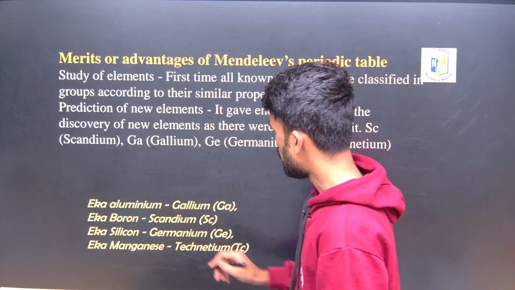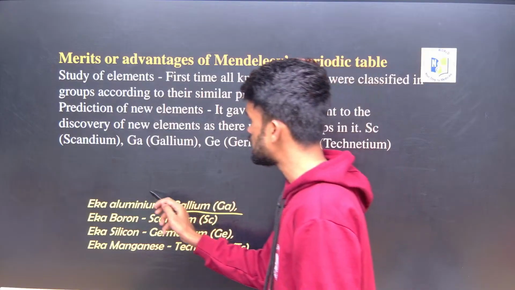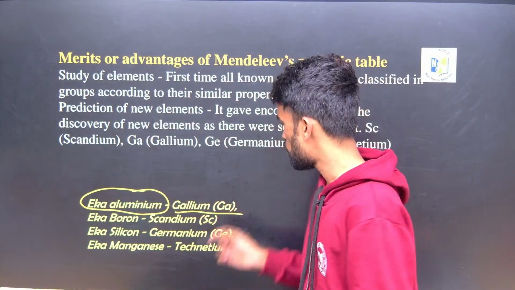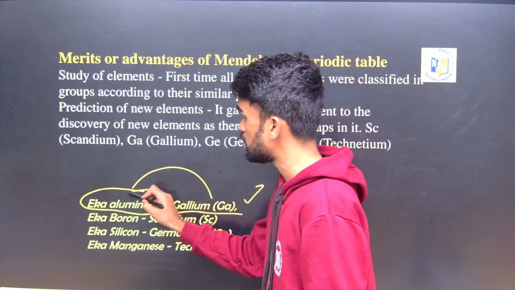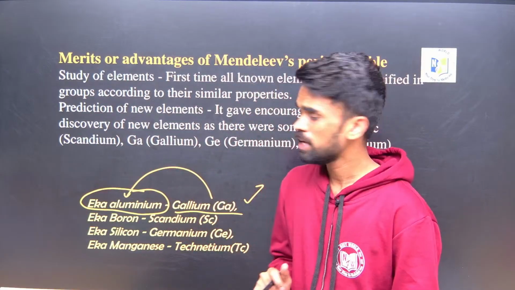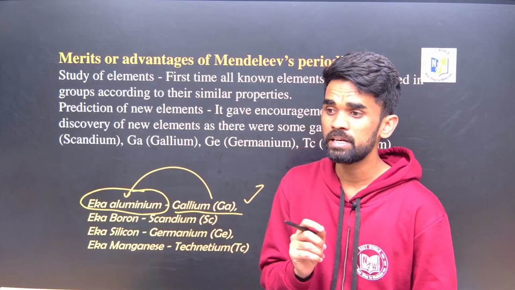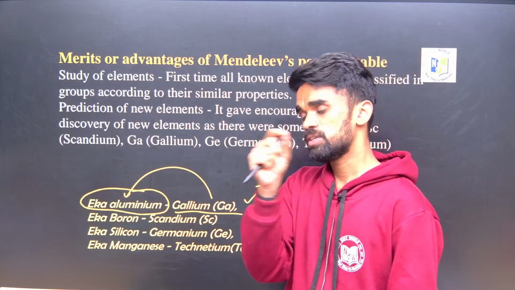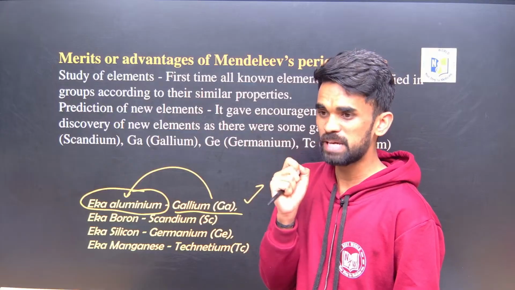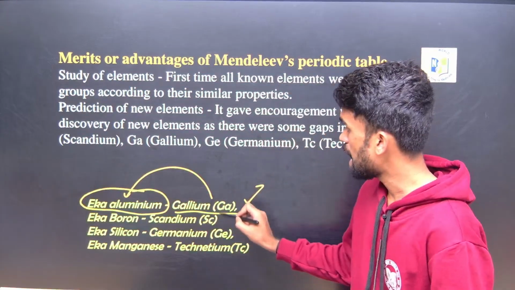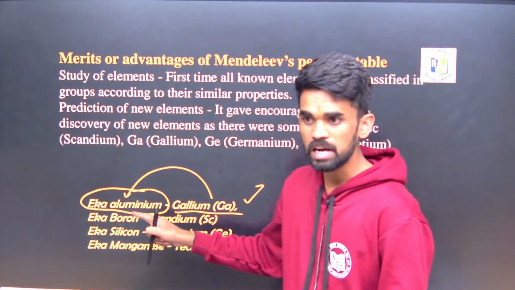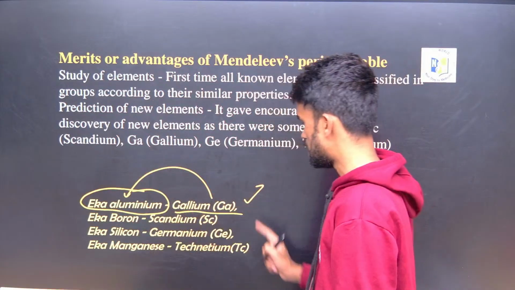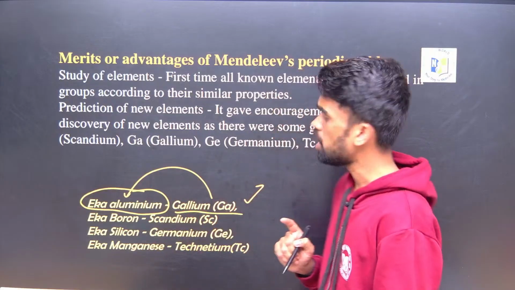For example, for gallium, he has provided the space by naming it Eka-aluminium. Later on, gallium was discovered, and it was placed in the gap provided for Eka-aluminium. So the main advantage is that he provided space in his periodic table for unknown elements which were discovered later and fit perfectly into that empty space. Now remember these names. Gallium can be called Eka-aluminium. Next, scandium, Eka-boron. Germanium, technetium, manganese, Eka-manganese.